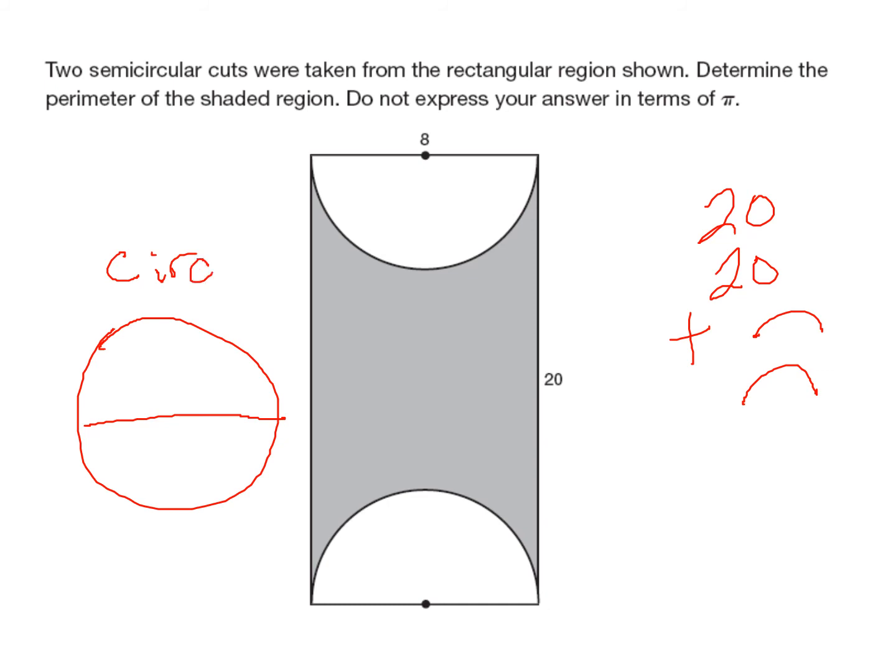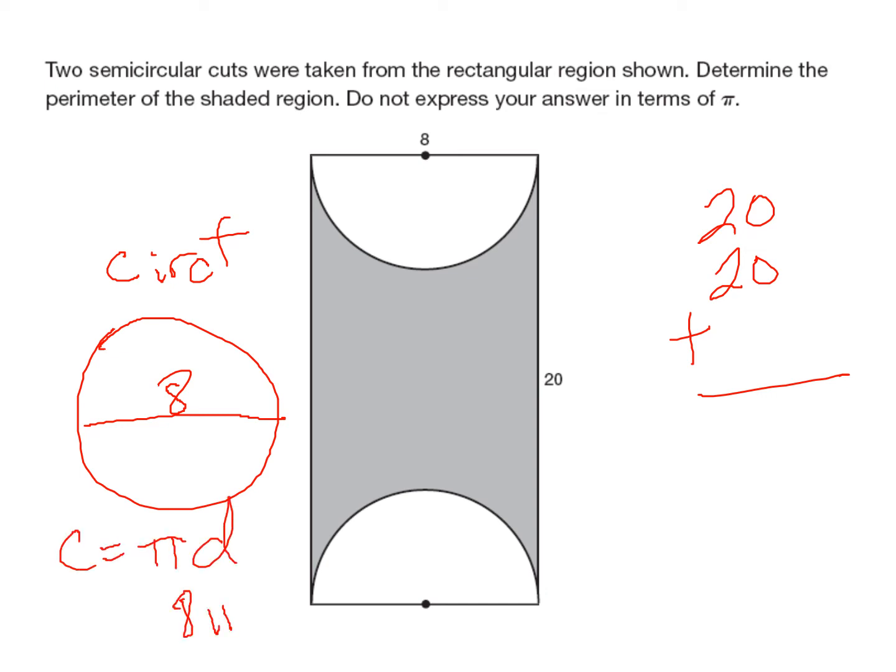And the diameter is 8. When they put it in the middle like that, that's 8. So the circumference is all I got to add. I don't have to add two halves. I can just make it the circumference. So let's see what the circumference is going to be. Formula, circumference, pi times diameter.